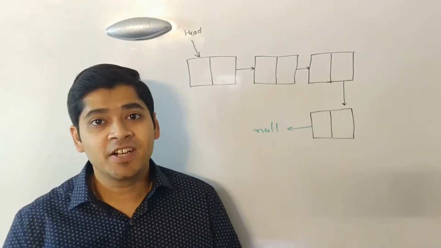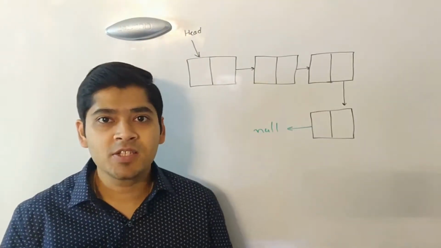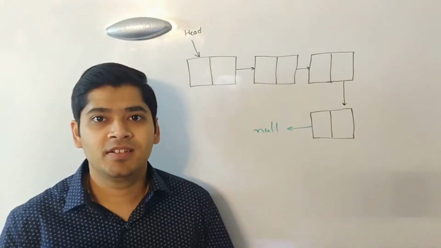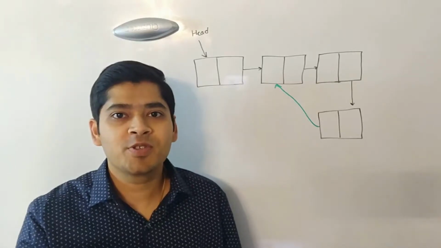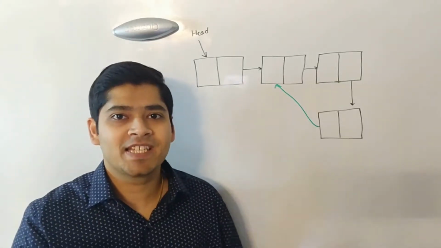If the linked list does not have a loop, then the last node will point to null. Whereas if it does have a loop, then it will point to some other node within the linked list.